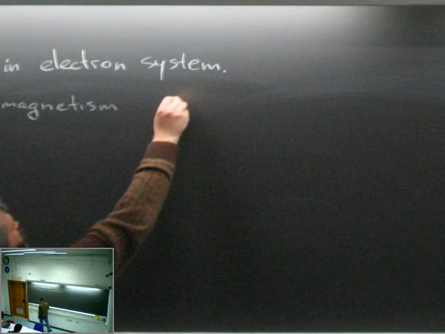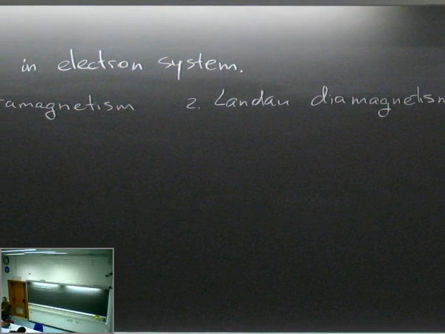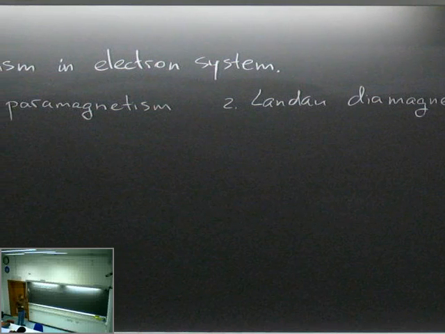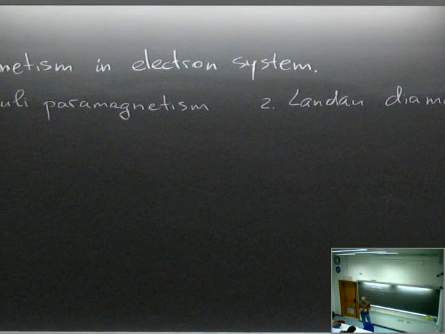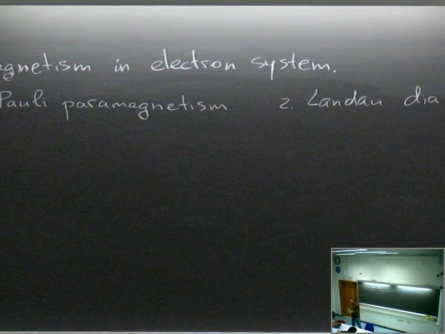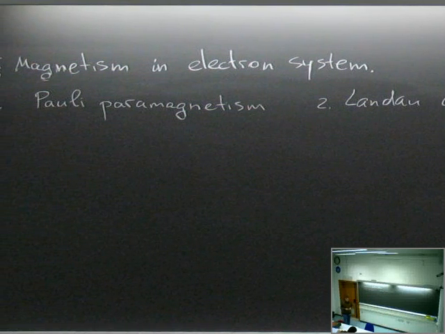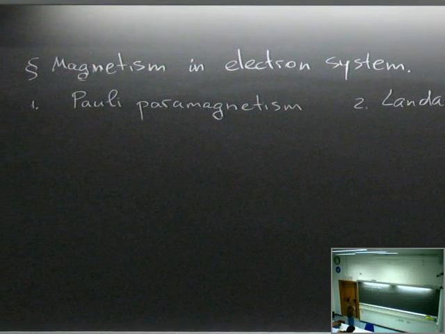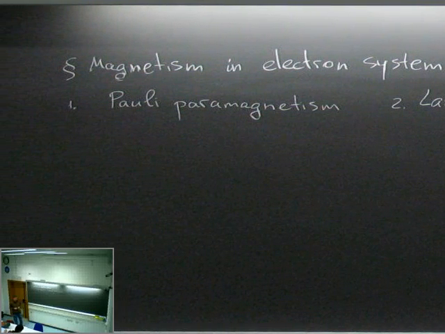We will calculate the magnetization of an electron gas subject to a magnetic field, due to the existence of spin and due to the existence of orbital motion, and we will calculate the susceptibility of the electron system. Okay, let's start with Pauli paramagnetism.